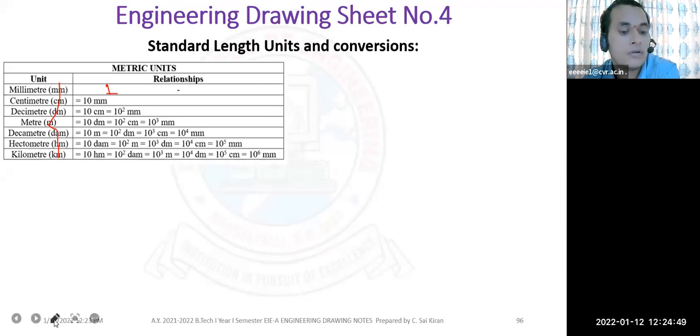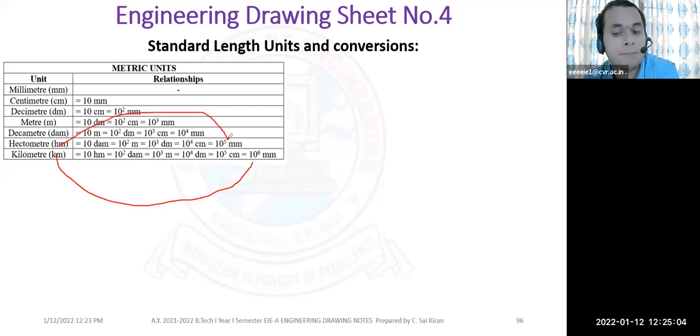So these are the things you have to understand before starting the problem. In the problem, they say to represent 10 kilometers and hectometers. So you have to know 1 kilometer equals how many mm. 1 kilometer equals 10 to the power of 6 mm, and 1 hectometer equals 10 to the power of 5 mm. These are the values you have to know before starting the problem. If you don't understand this, you don't understand the problem.